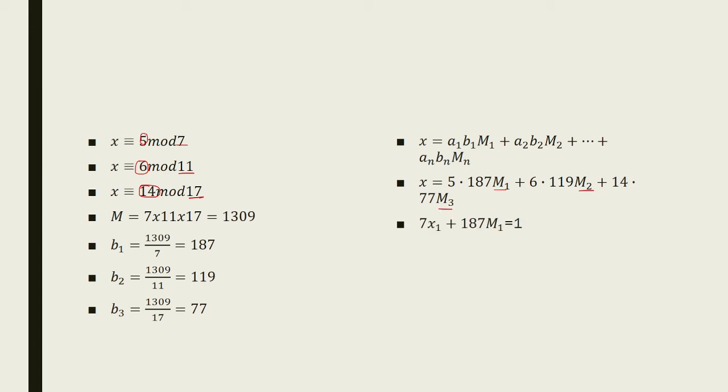Okay, now we're going to come up with 3 equations that we need to solve for. The first one being 7x1 plus 187m1, 7 being the modulus, 187 being B1. And then the other one is 11x2 plus 119m2 is 1. So here is 11. This is 119. And then finally we have 17x3 plus 77m3 is equal to 1.